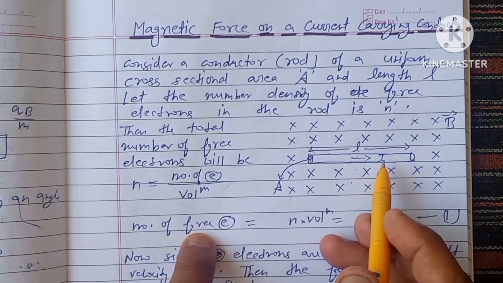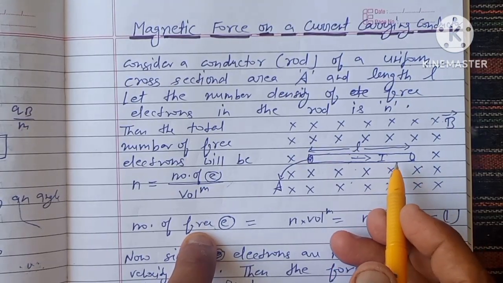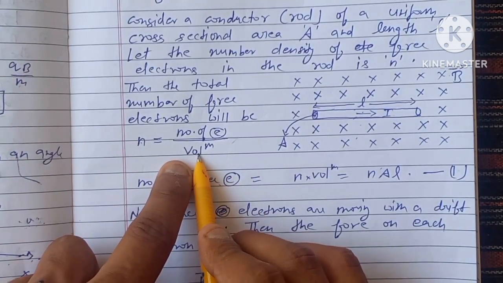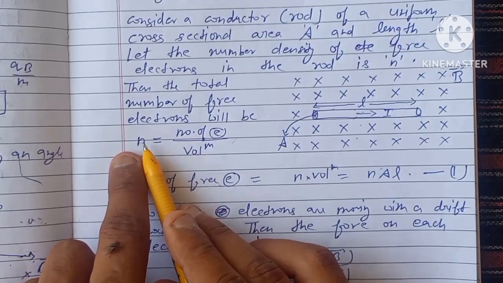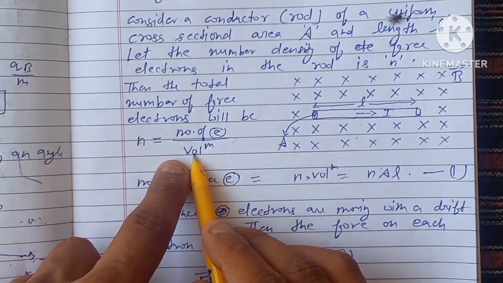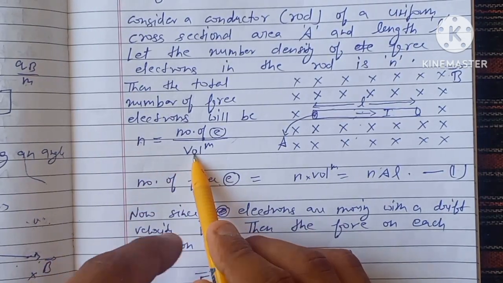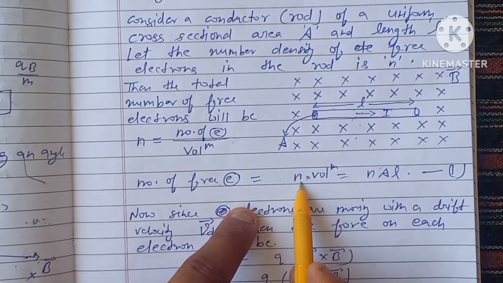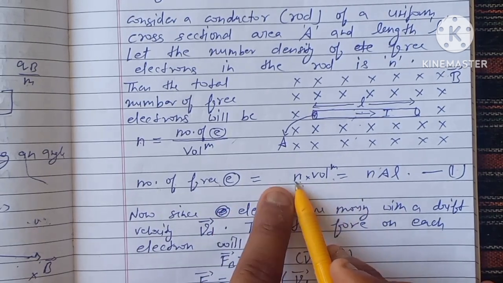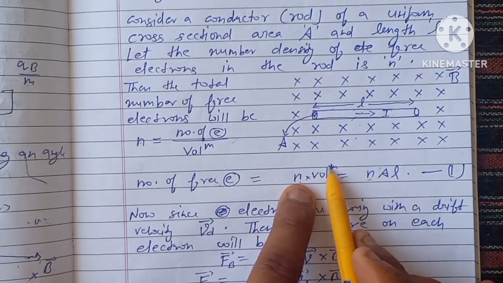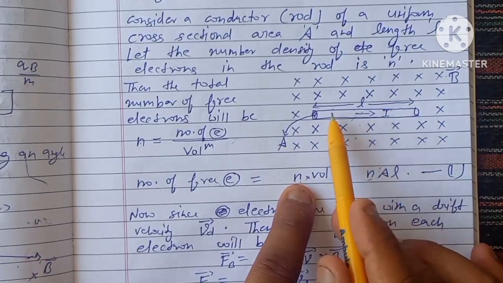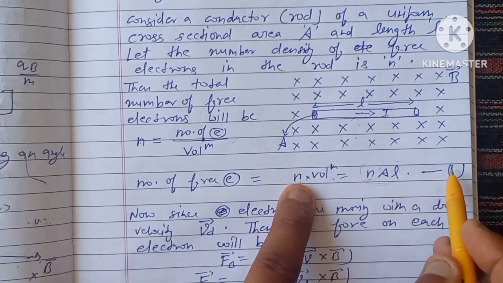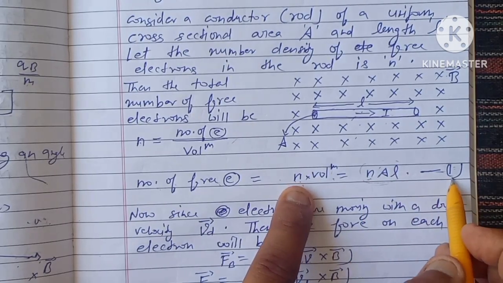Now, from this formula we can calculate the total number of free electrons inside this rod. What will be the total number of free electrons inside this rod? That is nothing but N times volume. If I multiply this N, the number density, with the volume of this conductor, then I will get the number of free electrons in this rod. So the number of electrons will be equal to N multiplied by the volume of the rod. And what is the volume of this rod? That is nothing but the length multiplied by the area of cross section. Let us name this equation first.